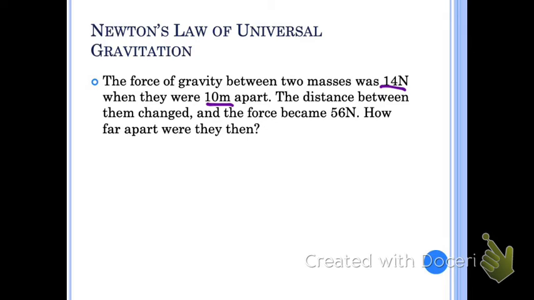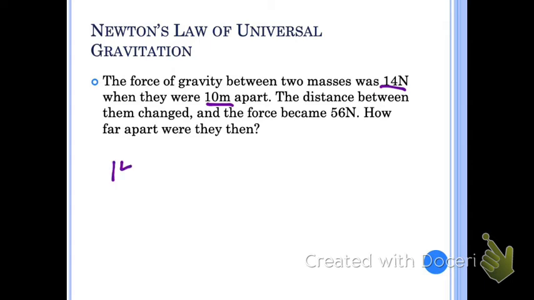Okay, let's just brainstorm a little bit here. If my force of gravity between my two objects is increasing, are they getting closer together or farther apart? They're getting closer together, right? But we don't know what that ratio is. Would you take a guess? If it goes from 14 to 56, what do you think? How much closer are they getting? Do you have a guess or not really? Okay, so let's go ahead and solve that.